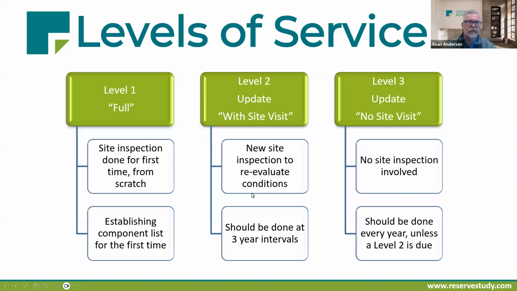So the three levels of service that you're going to be dealing with is, number one is a level one reserve study, which we would call a full reserve study. That includes a site inspection, and that's generally for communities that have never had a reserve study before. It is literally done from scratch, and you're going to be establishing the component list for the first time there, and then build forward. One thing I always want to point out here is that you only should have to do a level one reserve study once, because if you've had a thorough and competent reserve study, you shouldn't have to do a level one again. I always say, if I've counted 30 light poles in your community, don't pay me again to count 30 light poles.